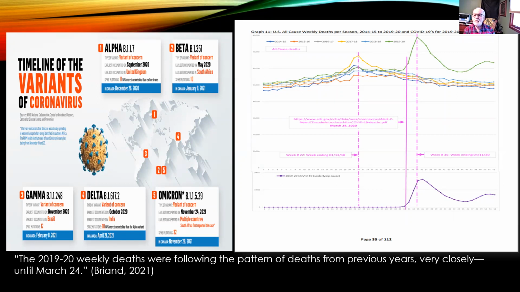Then all of a sudden, around March 24th, 2020, the numbers boosted. So what boosted these numbers? We can see that it wasn't the variants, because the virus didn't change yet. The variants aren't even on the graph. Those are over here in September and December, Alpha. That's when the variants kicked in. So the virus didn't change.